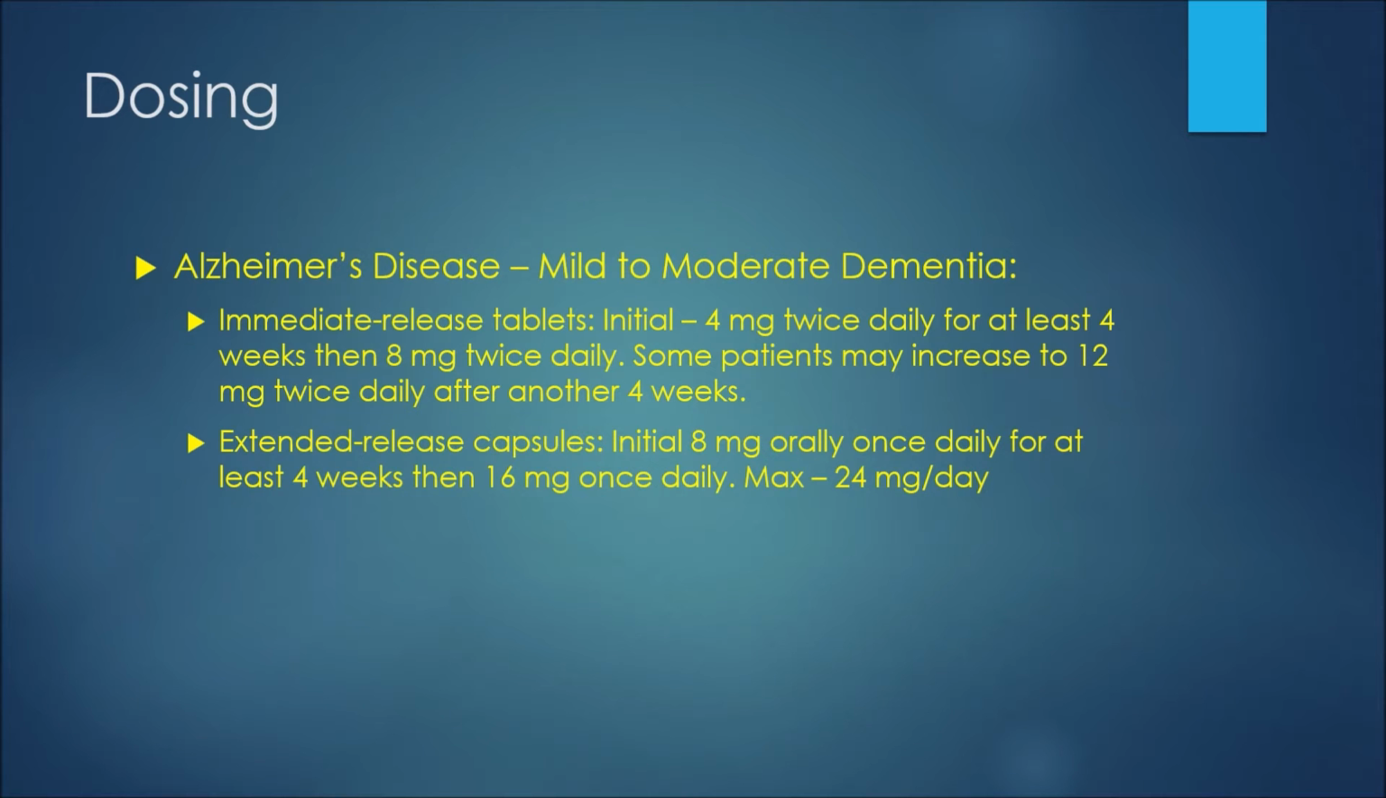For the extended release capsules, we may see an initial dose of 8 milligrams orally once daily this time, for at least 4 weeks again, and then an increase to 16 milligrams once daily. The maximum dose for the extended release capsules would be 24 milligrams per day.